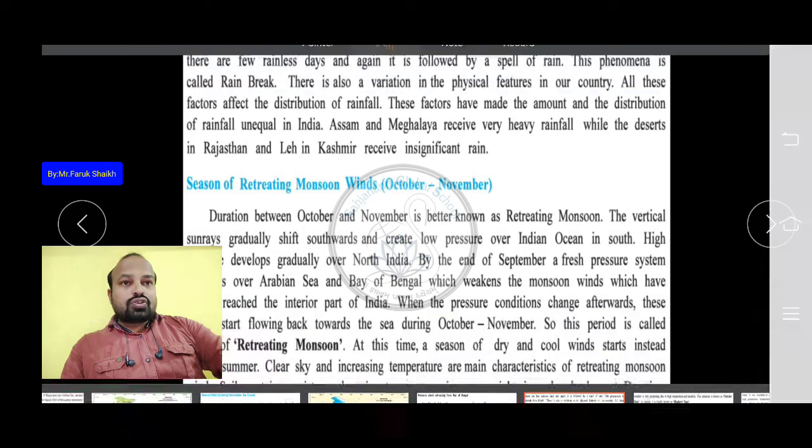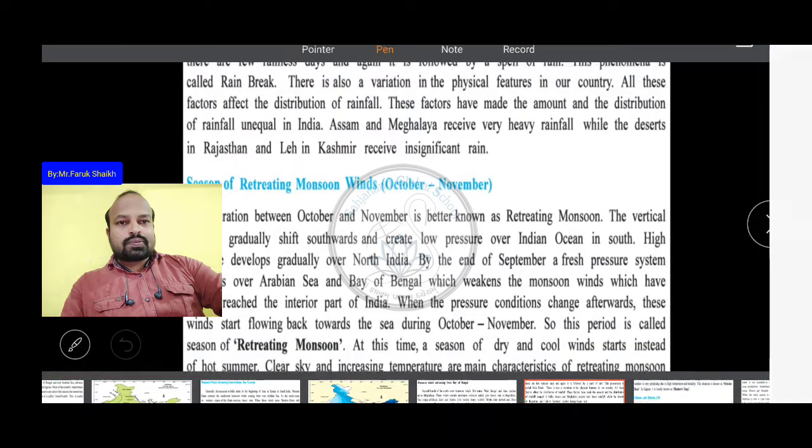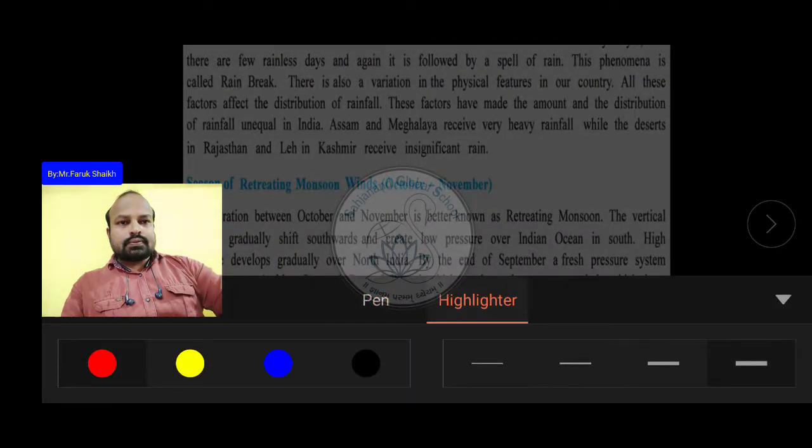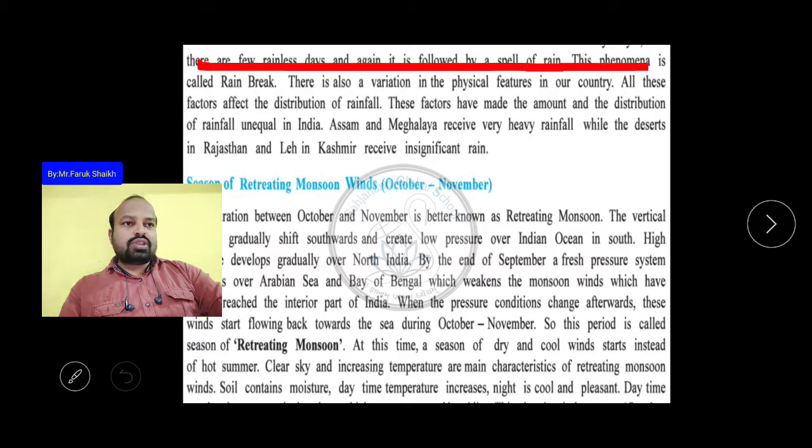So you can write this: there are a few rainless days and again it is followed by a spell of rain, and this phenomenon is called the rain break.